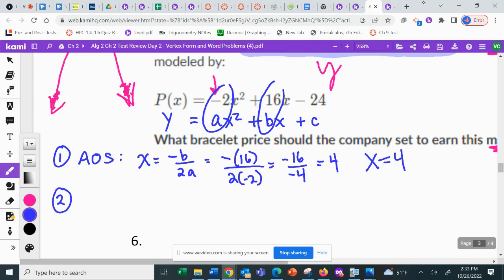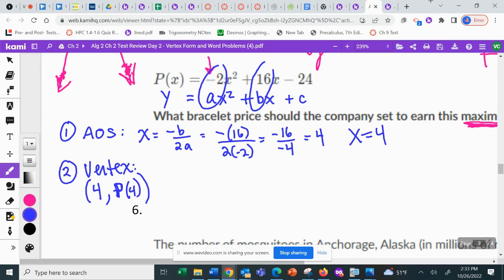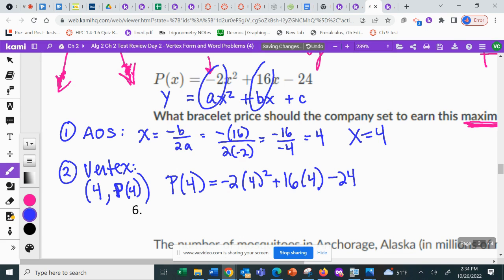Once I have my axis of symmetry, now I can find my vertex, because the axis of symmetry is the x part. How do I do the y? Now plug it in. This is a p, not an f, p of 4. So I'm going to go p of 4 equals negative 2 times 4 squared plus 16 times 4 minus 24. I put the 4s in for x in the equation they gave us.